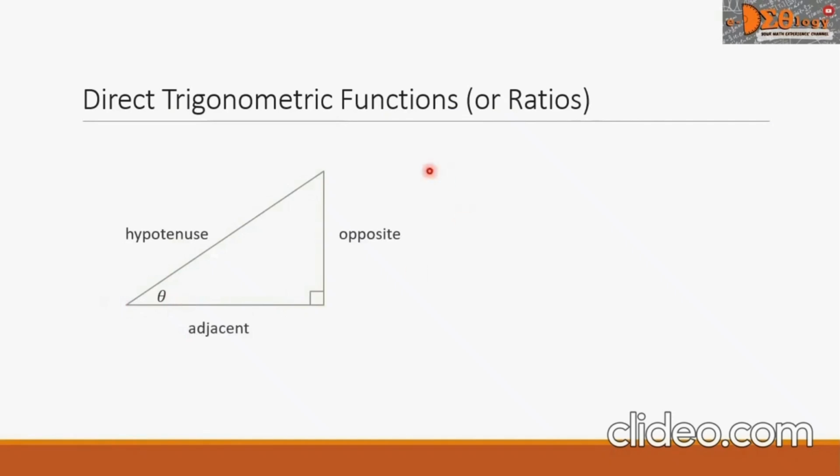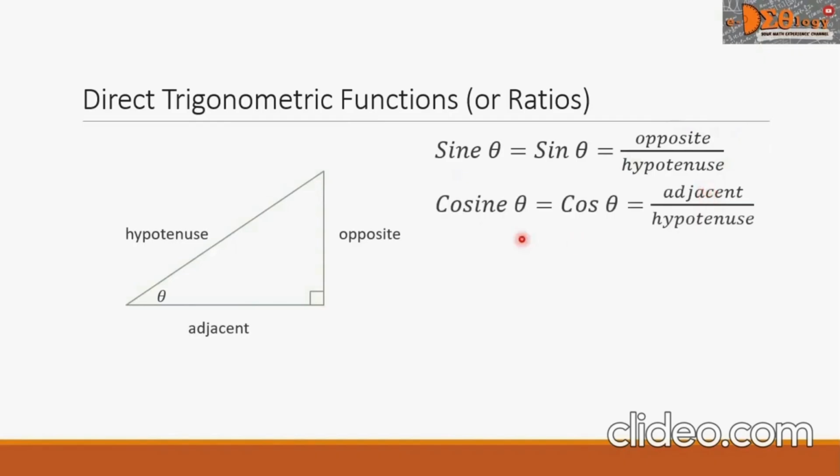We will now specify direct trigonometric functions. We will begin with the sine theta. The symbol for sine is sin theta, and this is equal to the ratio of the opposite side over the hypotenuse. The next function is cosine theta. The symbol is cos, and this is the ratio of adjacent over the hypotenuse.